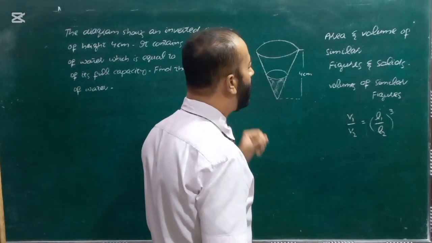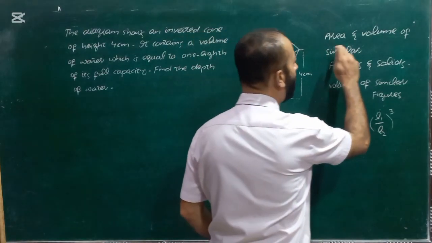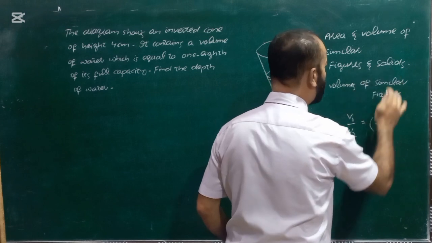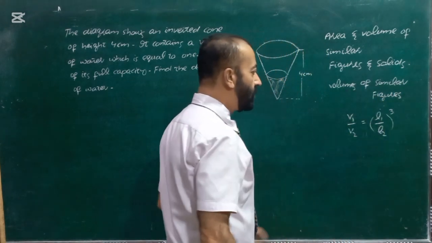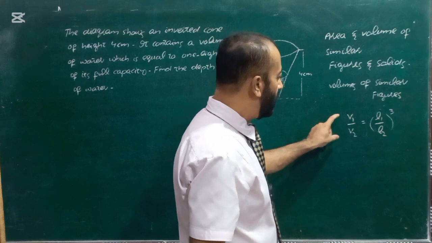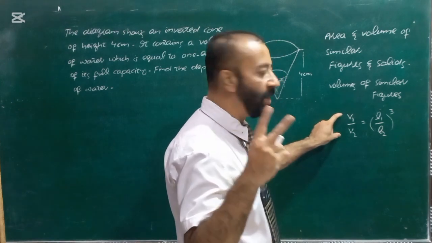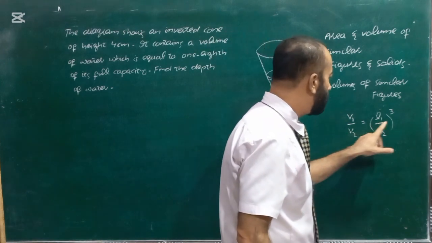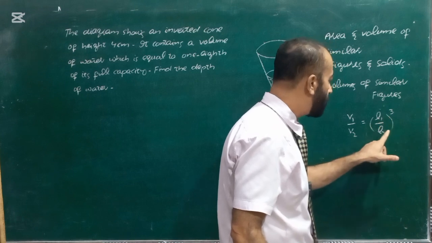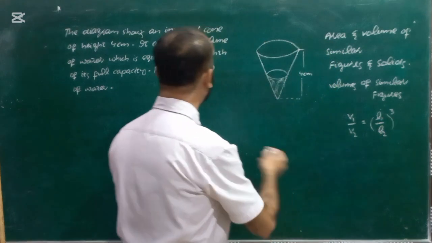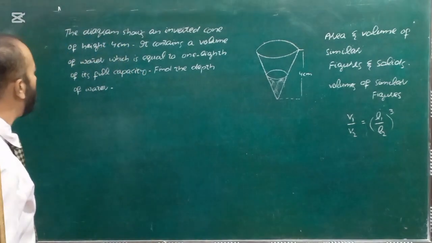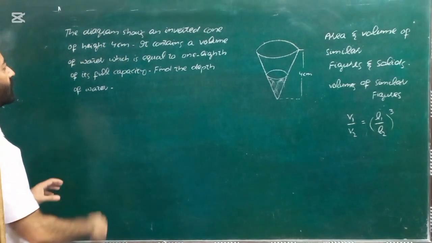The next thing that we are going to read in the topic of area and volume of the similar figures and solid is volumes of the similar figures. So look, now here is the concept. The volumes of two similar figures is equal to cube of the ratios of corresponding lengths of the figures. And here is a question that will make your concepts more clear about the concept.